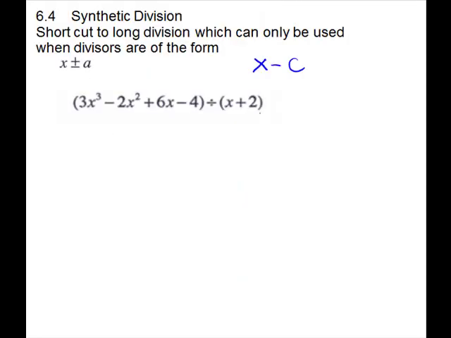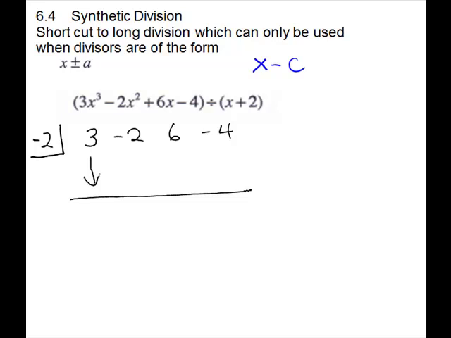For our next problem, we have x plus 2 for our divisor. So we will need to put in a negative 2, right, because it's the form x minus c. So negative 2 we will use. You still use your coefficients, so 3, negative 2, 6, negative 4. Skip a line and draw your line. You're going to bring down your first below that line, and you're going to multiply and add.